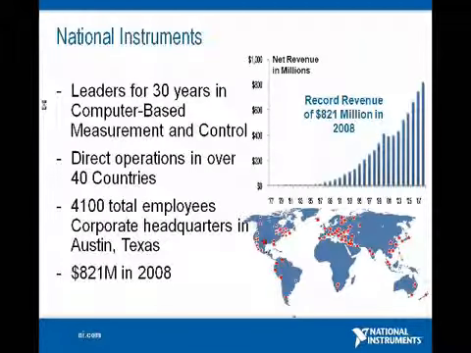National Instruments is a US-based company that deals with PC-based measurement and control for more than 30 years. Till this time, we have expanded to more than 40 direct operations throughout the world. We have around 4,100 employees, with corporate headquarters in Austin, Texas. And in 2008, we successfully reached $800 million in revenue.